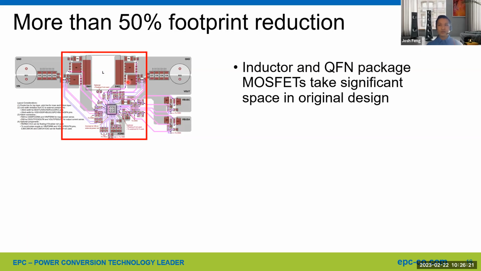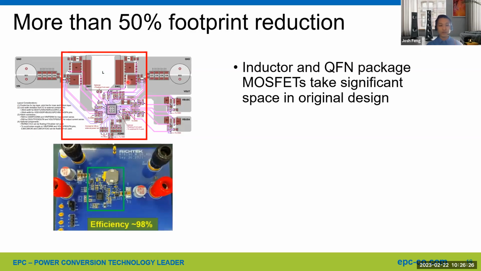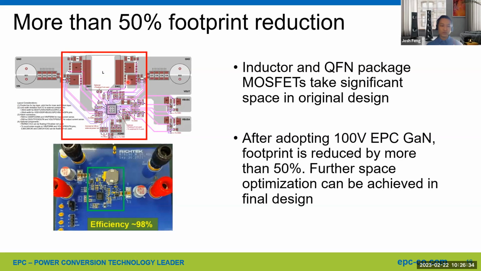After a couple of collaborations with them, in the latest revision of the eval board, taking advantage of a 100-volt GaN device, they were able to reduce the buck boost section footprint by more than 50% actually, and they claim efficiency improved by 1 to 2%. And in this case, they believe further space optimization can be achieved in the final designs. And this is actually quite attractive.